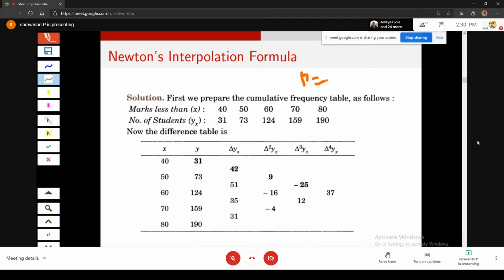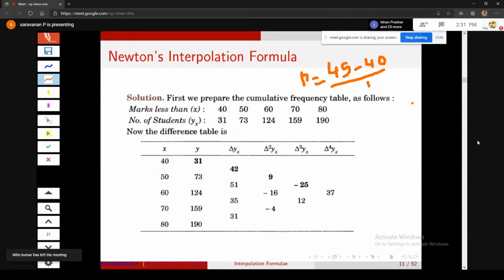x minus x0 by h. What is x? x is 45. I want to find at 45. So 45 minus 40, divided by h. What is the interval difference? 10. So p is 1 by 2, that is 0.5. And what is y0? 31. Delta y0 is 42. Delta square y0 is 9. Delta cube y0 is minus 25. Delta power 4 y0 is 37.